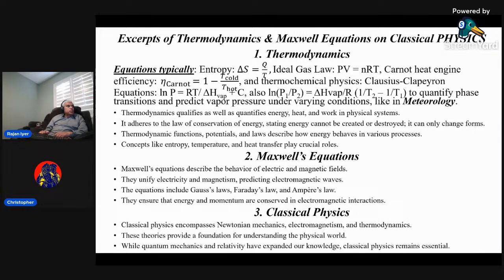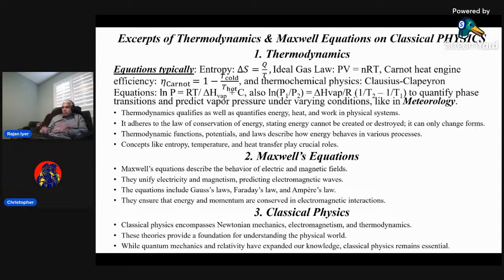Another big equation, extensively used in thermochemical physics, is the Clausius-Clapeyron equation, which describes the partial pressure: ln of P is proportional to minus the enthalpy of the vapor, delta H, over RT, plus a constant. And then we can calculate that the logarithm of P1 over P2, the partial vapor pressures, is directly connected to the enthalpy of the vapor over R and the difference in temperatures.